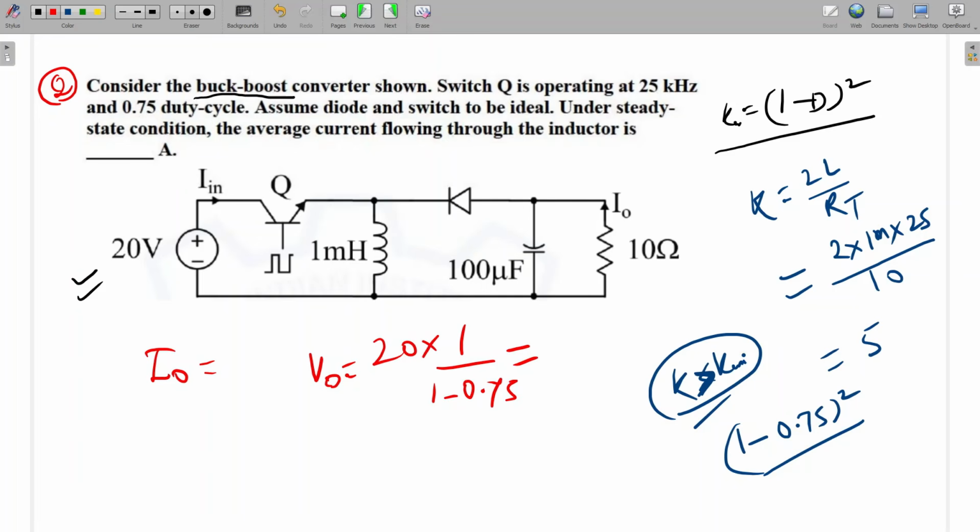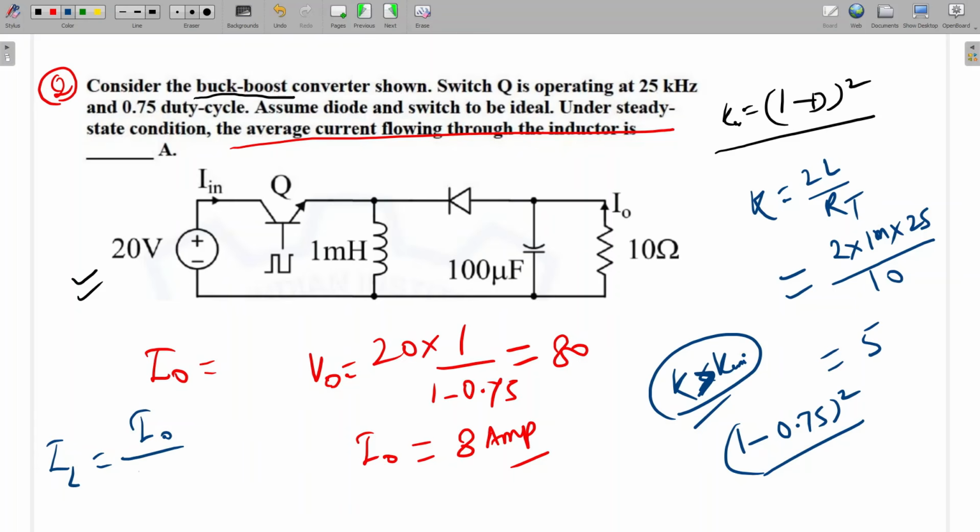20 by 0.25, 80 volts. So with 80 volts, the output current, how much will it be? 8 amperes. Okay. So the average current flowing through the inductor: if you apply ampere-second balance in this kind of circuit, we'll find that IL average is equal to I naught average divided by 1 minus D.